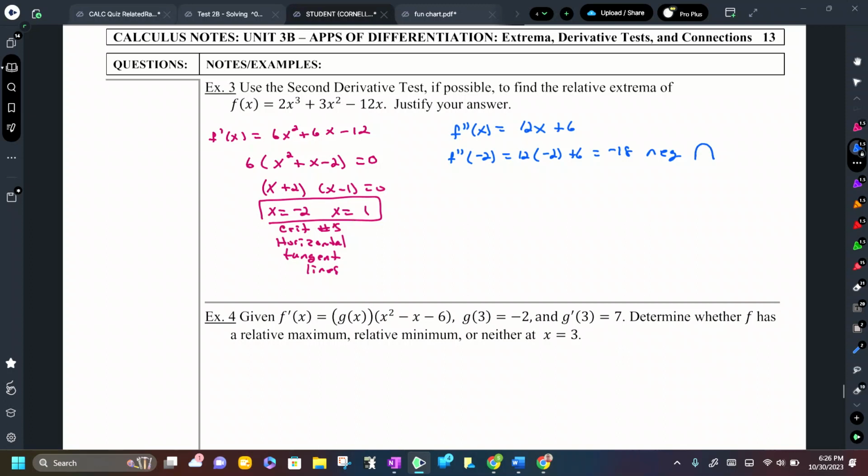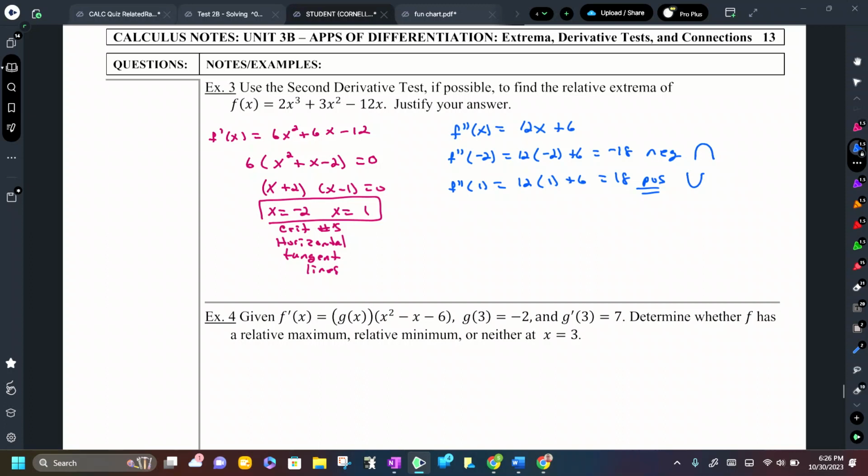We need to evaluate this at 1 as well. We need to take our second derivative and evaluate it at 1, and so we get 12 times 1 plus 6. So 12 times 1 is 12, plus 6 is 18. That's a positive value for our second derivative, which means we are concave up.